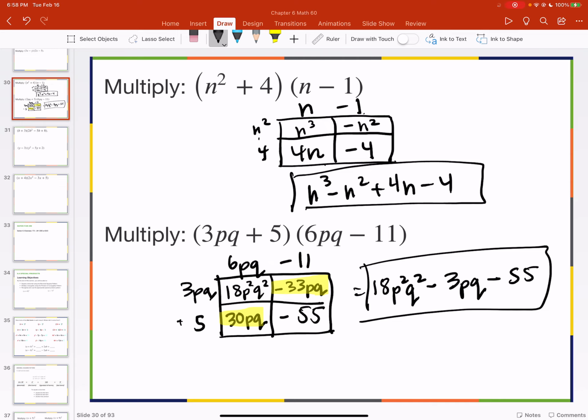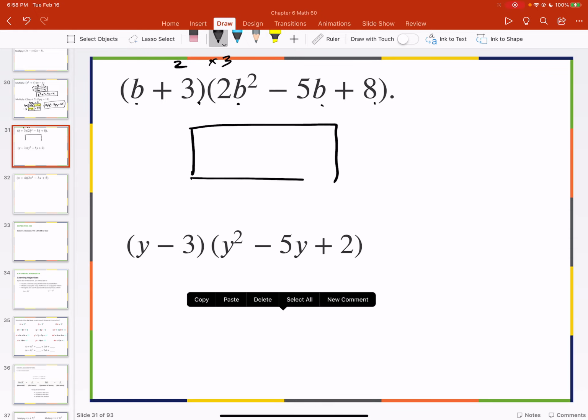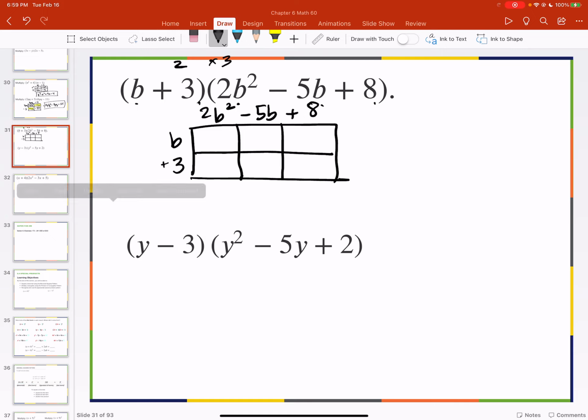Now let's do a 2 by 3 box. Okay, this is where the power of the box is interesting. So this has 2 terms. So remember, 2 terms. This has 1, 2, 3 terms. So it's a 2 by 3 box. You know, 2 on the side, 3 on the top. It has to fit every term. So b plus 3, 2b squared minus 5b plus 8. And then let's go ahead and plug everything in.